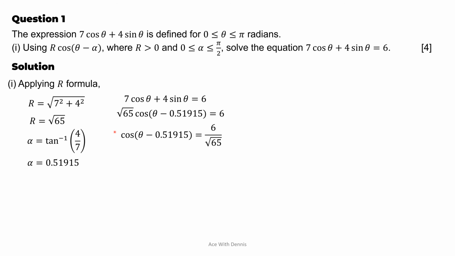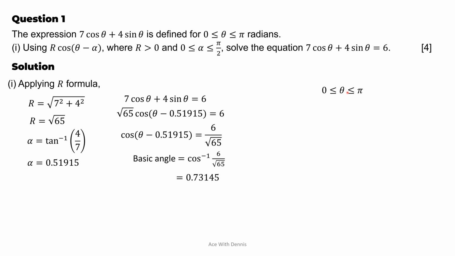So for this case, cosine theta minus 0.51915 equals 6 over square root of 65. So we can find the basic angle, which is inverse of cosine 6 over square root of 65. We get 0.73145.